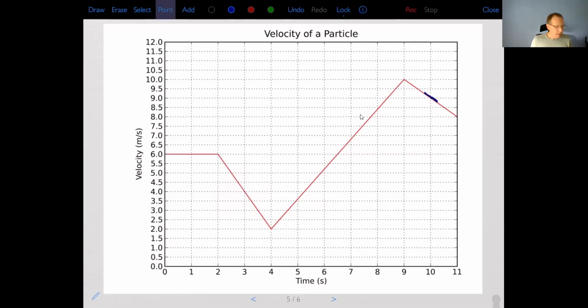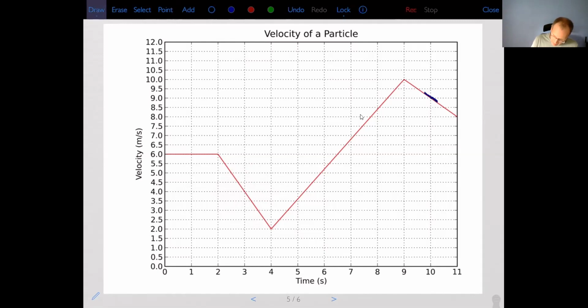Okay, the next question deals with displacement. It says, what is the particle's displacement over the first 4 seconds? All right, so remember I said earlier, if we want to find displacement, displacement is going to involve finding the area underneath the velocity versus time graph. Why is that? Well, let's think about this a little bit.